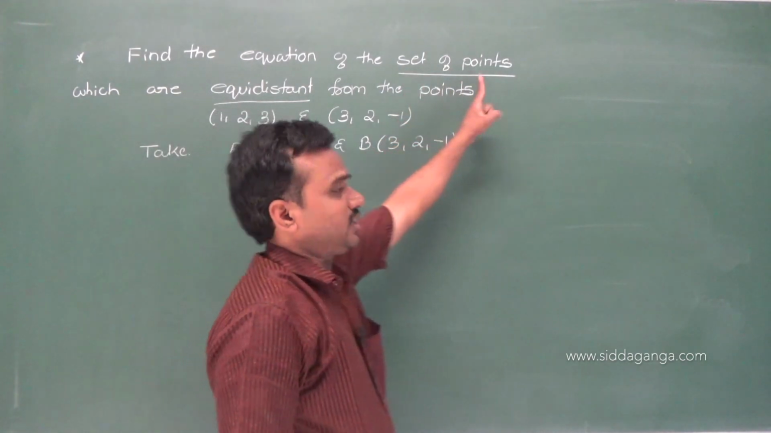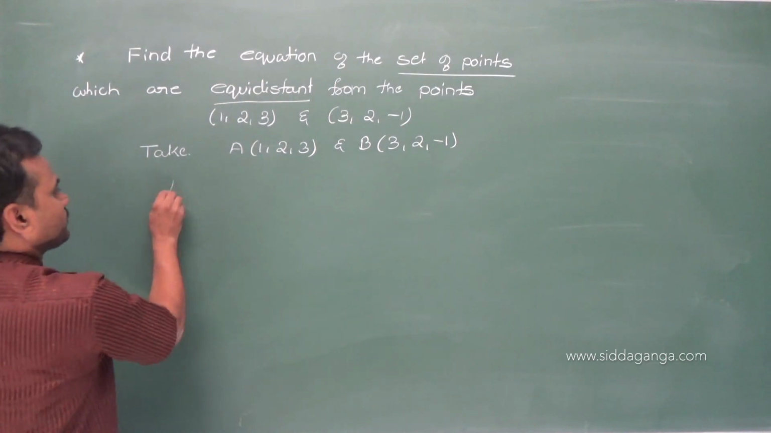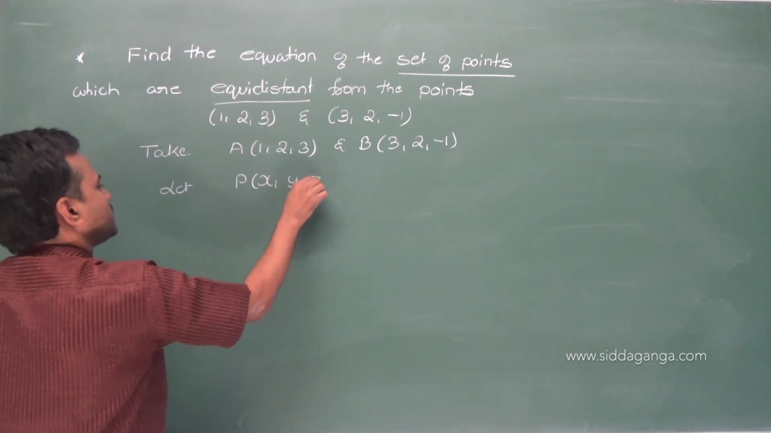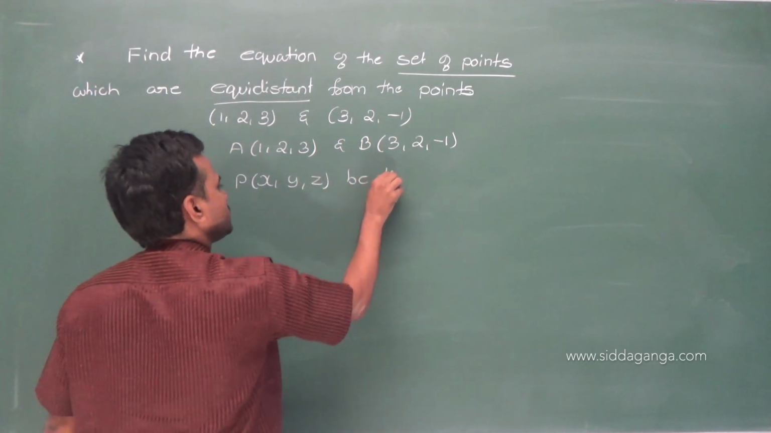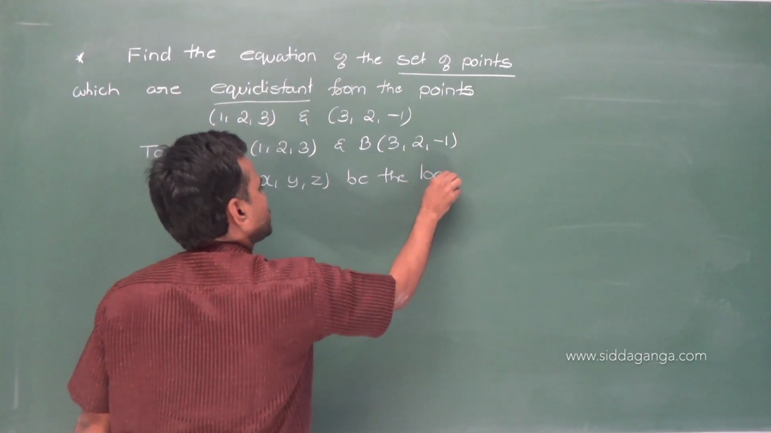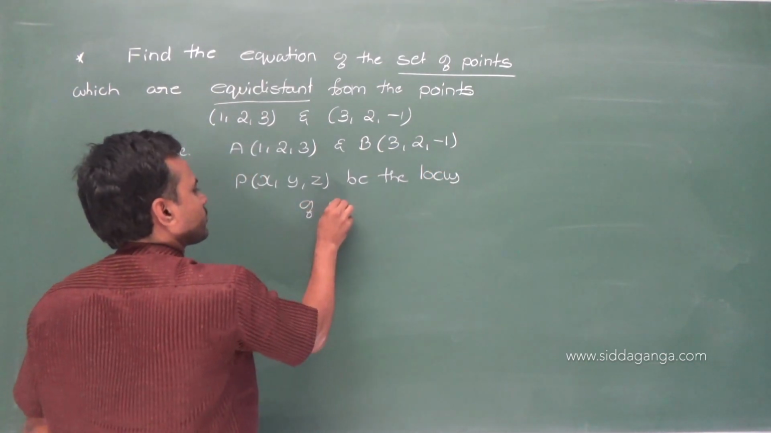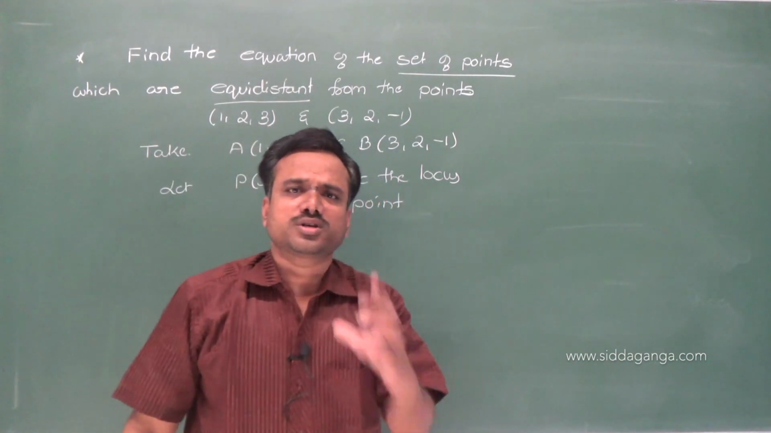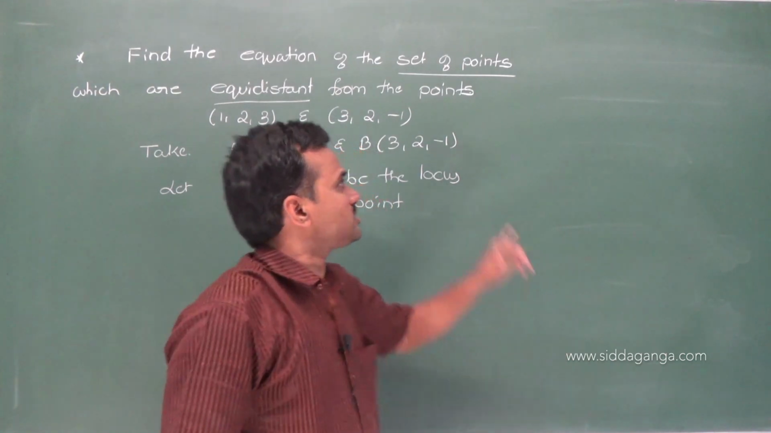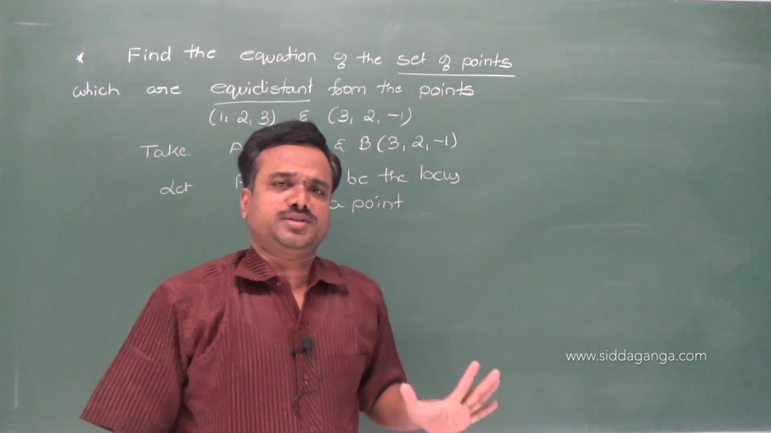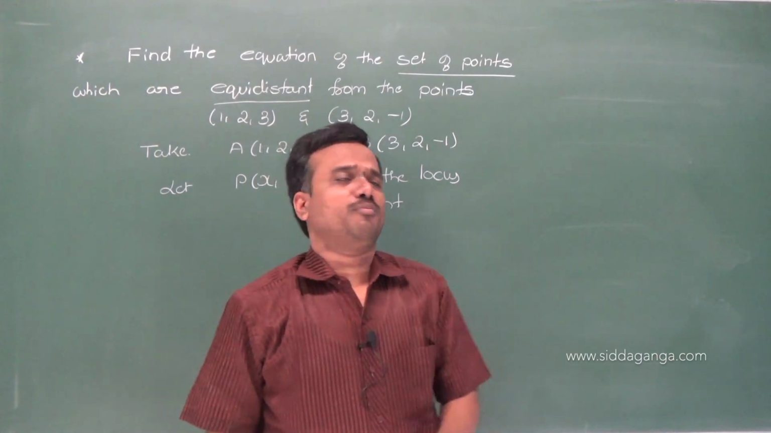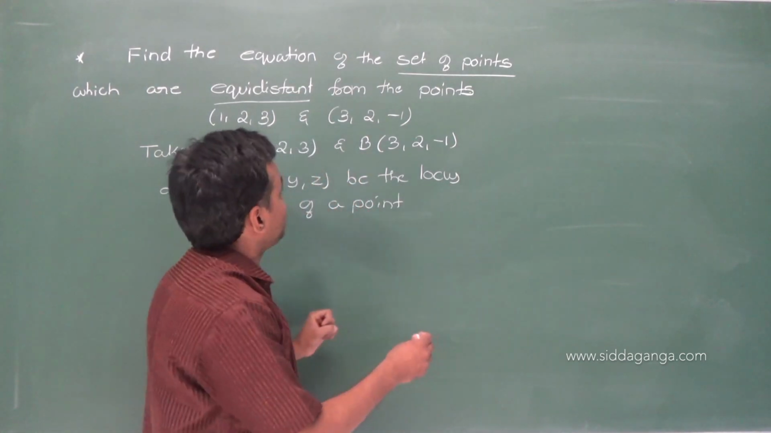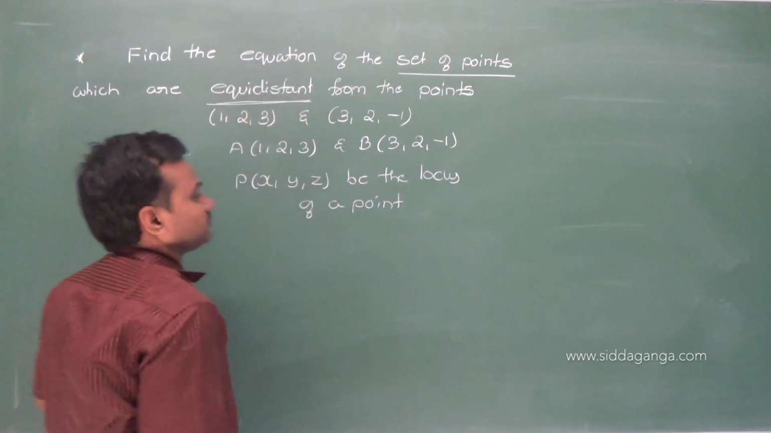We define set of points. Let P of x, y, z be the locus of a point. Sir, locus means what? Locus means it is nothing but a set of points. Another word for set of points. Locus of a point is nothing but a set of points satisfying the given condition.